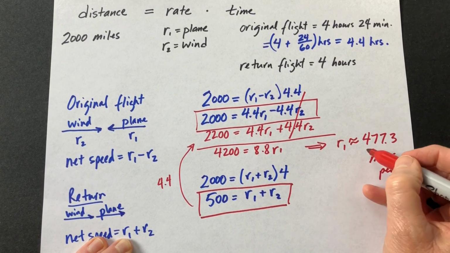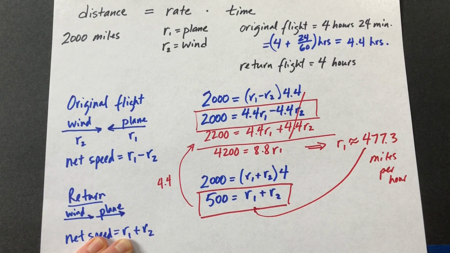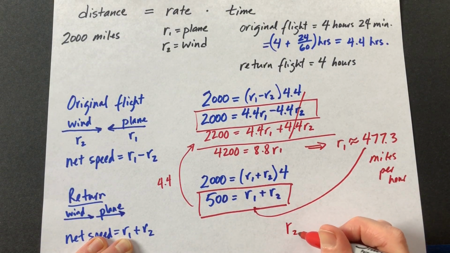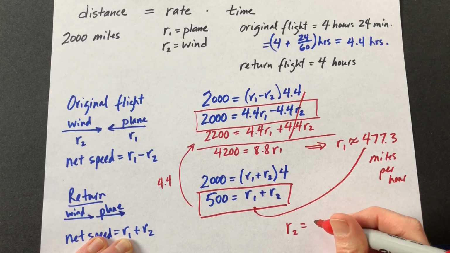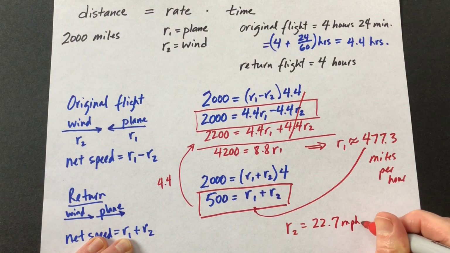So at this point, we've got a real simple substitution. We can plug that 477.3 into our equation here, and we end up with the rate of the wind being 22.7 miles per hour.